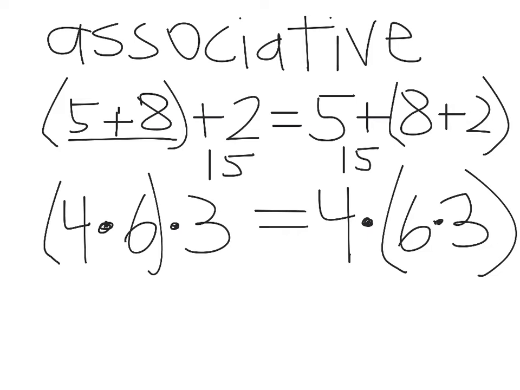So we have 4 times 6, which is 24, and then times 3, which is 72. And I bet you we'll get the same thing on the other side. We still have 4 times 6 times 3, but parentheses are around something different. So in the second part, we do 6 times 3 first, which is 18, and 4 times 18, again, is 72. So no matter which way you do it, you still write them in the same order, but you do it in a different order because of the parentheses. But no matter which way you do it, you still get the same 15 or 72.